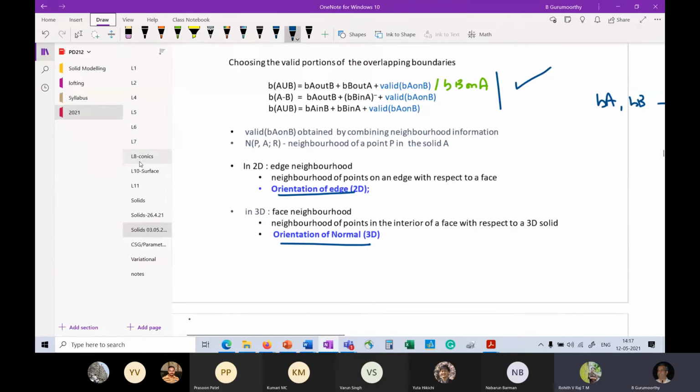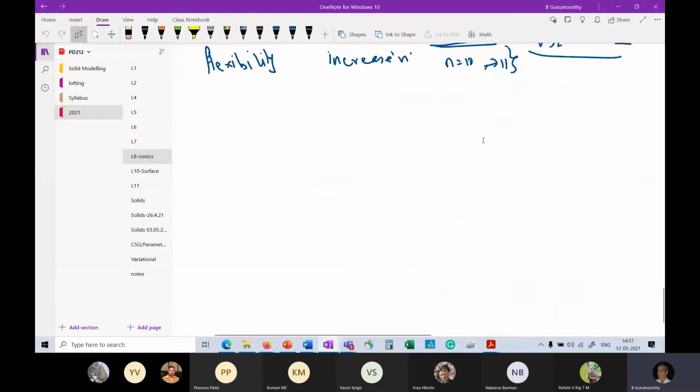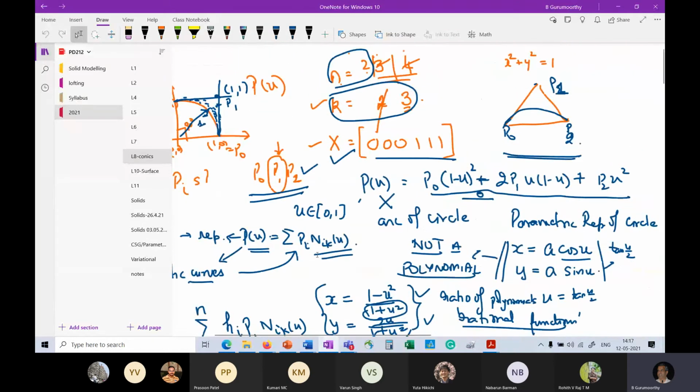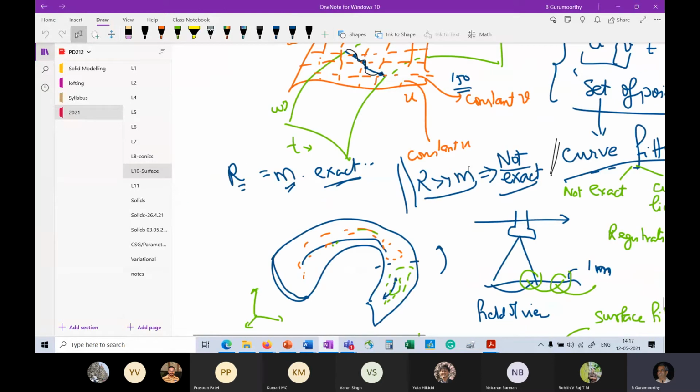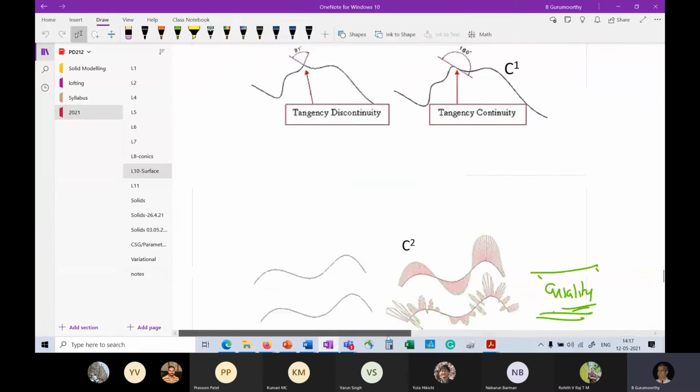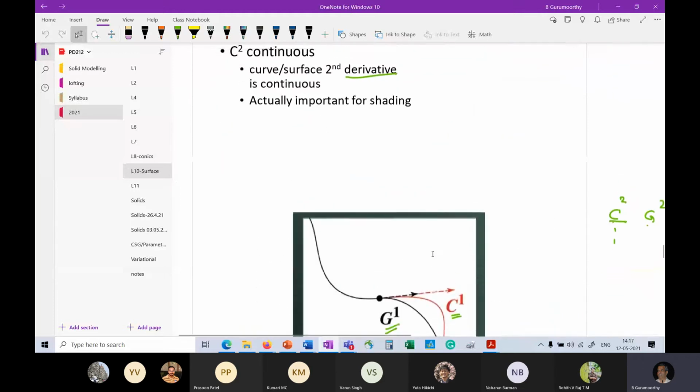Okay, hang on. I think maybe L8 is where the continuity, or maybe after surface. I'm just looking for those pictures. This is the one. Yeah.